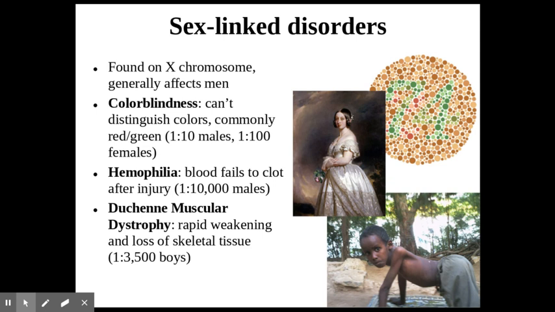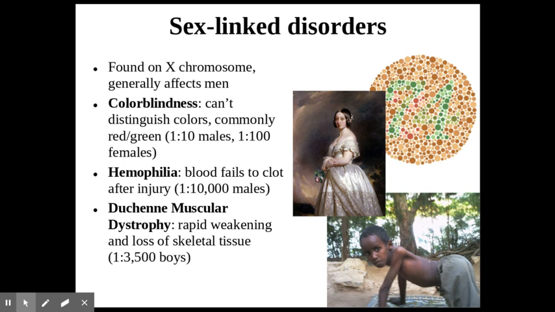Some examples are things like color blindness, where you can't distinguish colors, commonly red and green, and there are also a couple of other kinds that you can have. This affects 1 in 10 males and 1 in 100 females. So females can be colorblind, but it takes two X's in order for them to have that colorblind trait. Usually they're carriers if they have the one X with the colorblind gene.